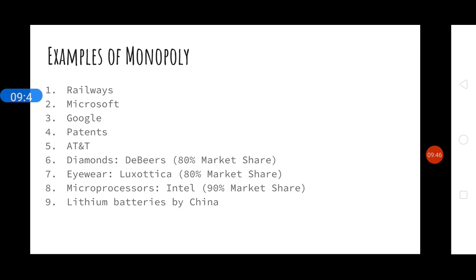Now let's come to the main part of this recording, that is examples of monopoly. Here I have taken some examples to make you understand how monopoly exists in the real market, in today's real life, how monopoly works and what are the strategies and ways companies use to maintain that monopoly. First example which I have taken is railways.